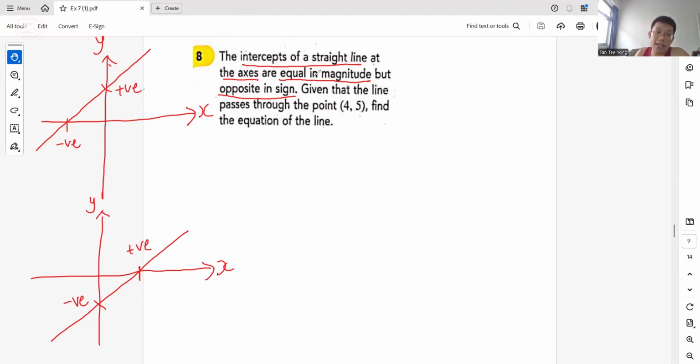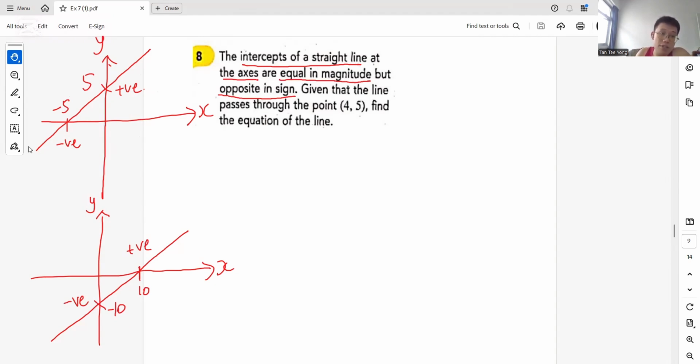And then they are saying that, okay, first thing first, we have opposite in sign. They are both opposite in sign. Negative part, positive part, negative part, positive part. But then they say that they are equal in magnitude. So that means what? The number here is the same. So for example, if this is 5, this is negative 5. If this is 10, this is negative 10. That's what they are saying.